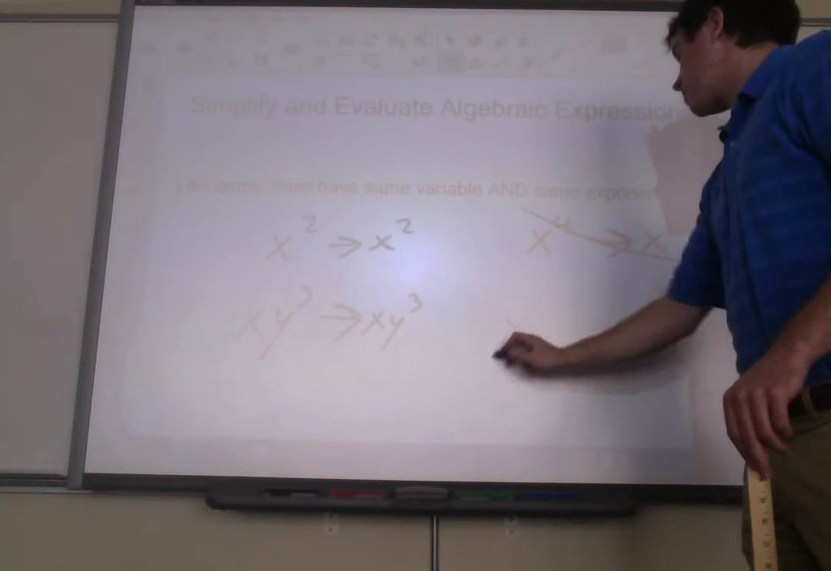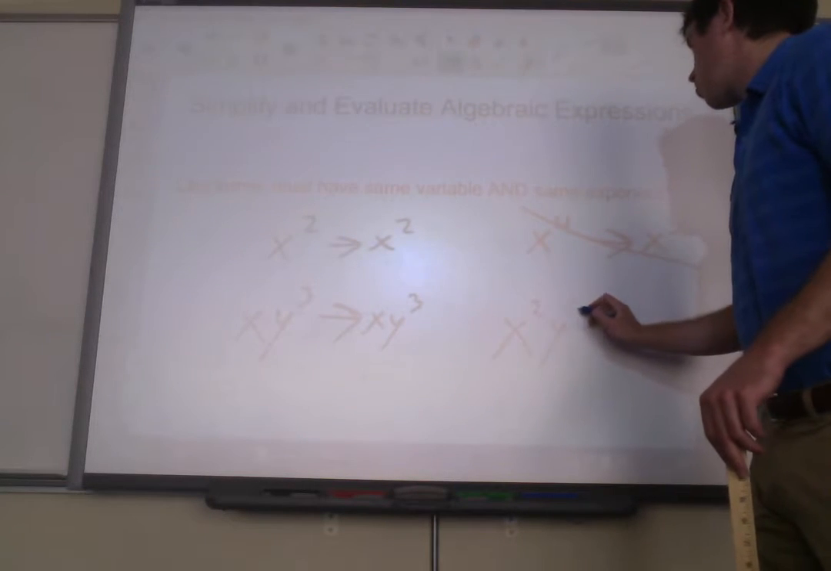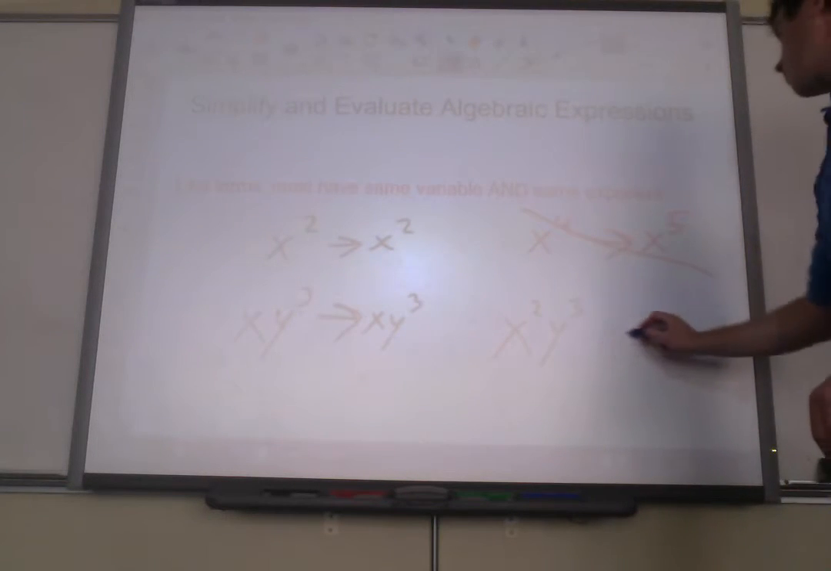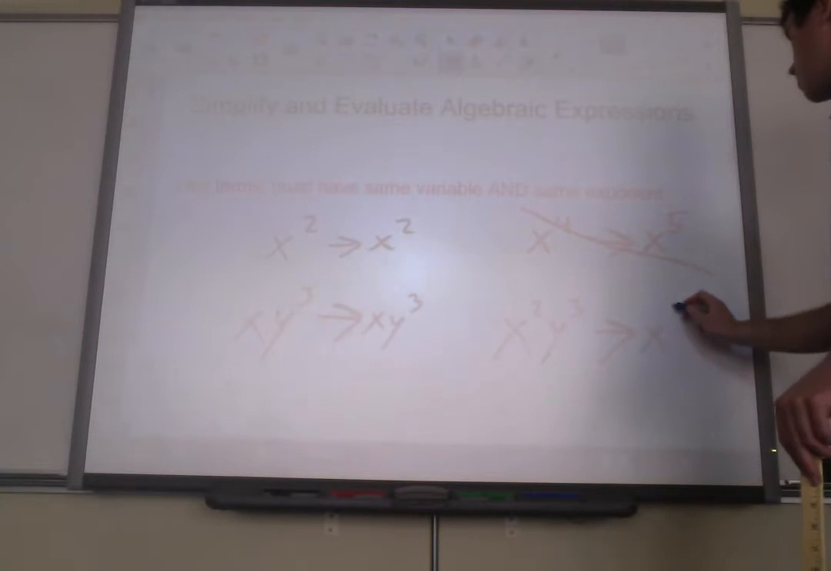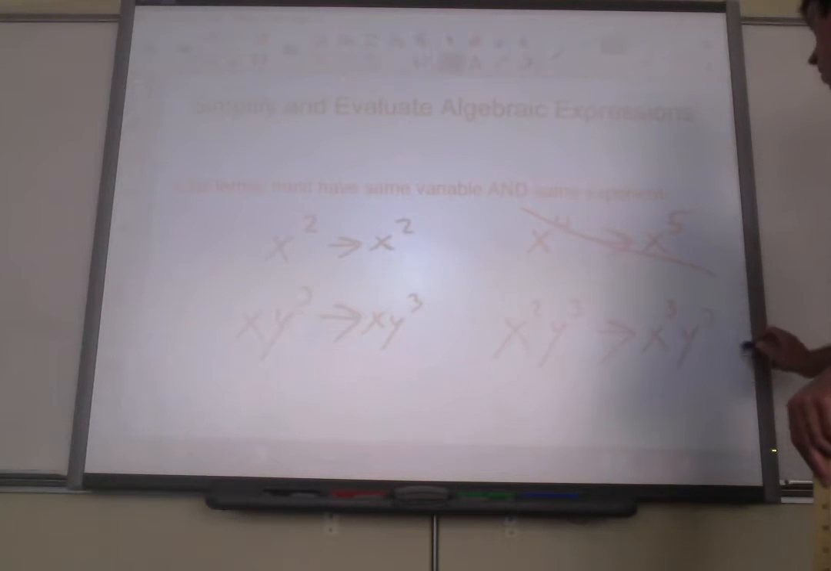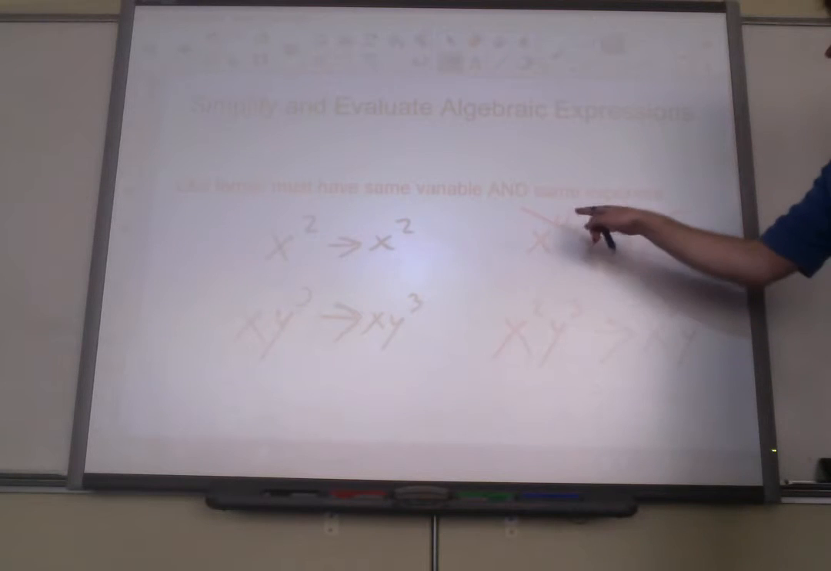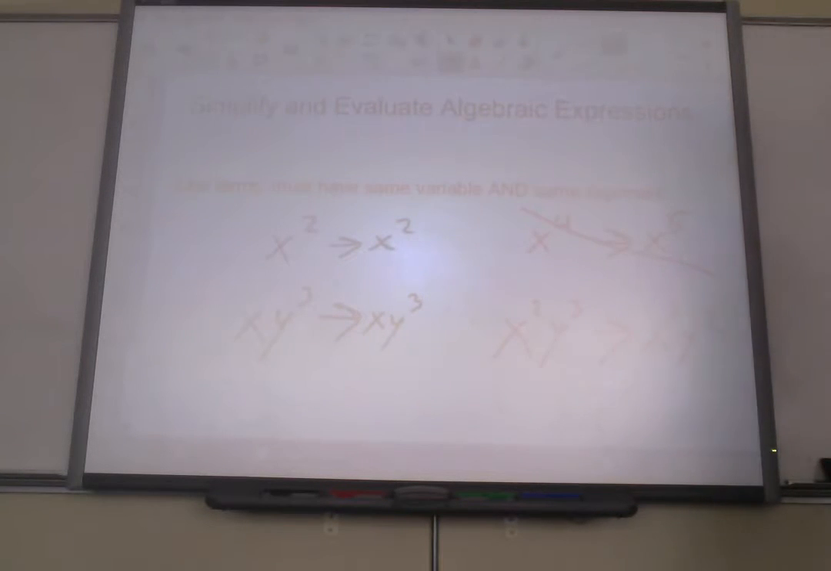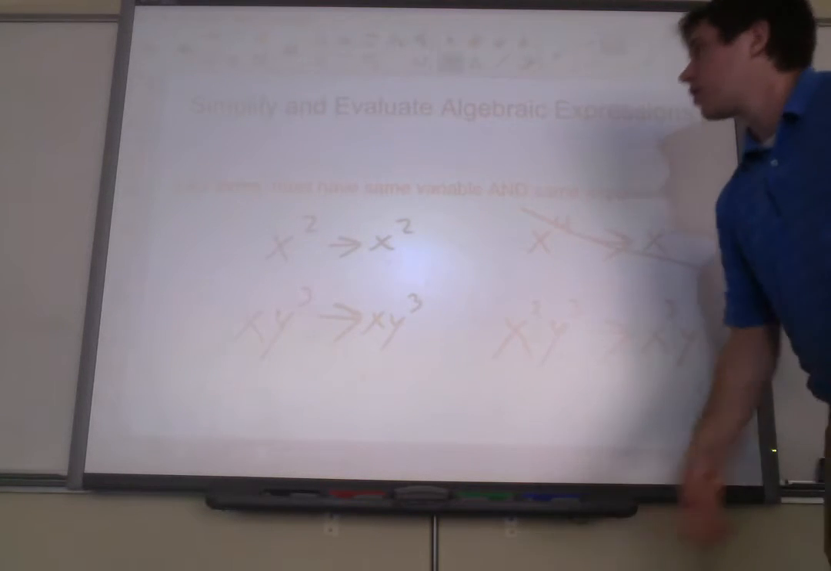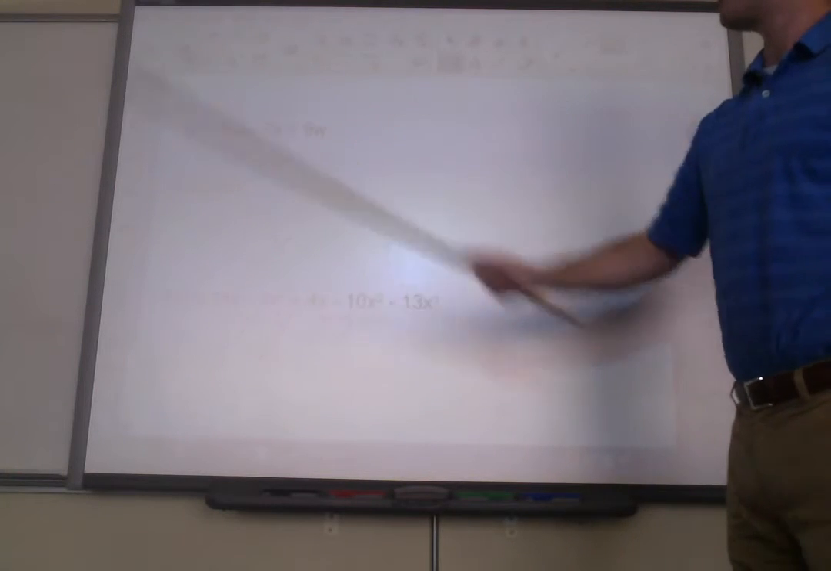Okay? Or x squared y to the third and then x to the third y squared. Not alike. It's got to be the exact same variable, exact same exponent. Okay, you guys know that already, though. We've talked about this in the past.